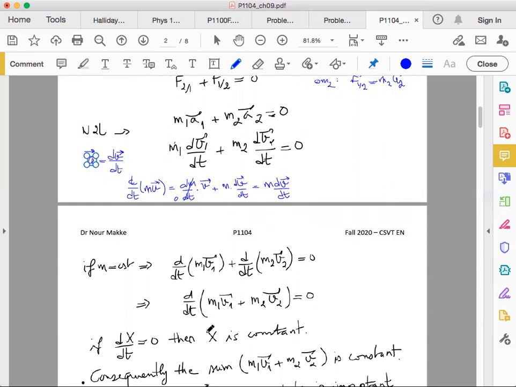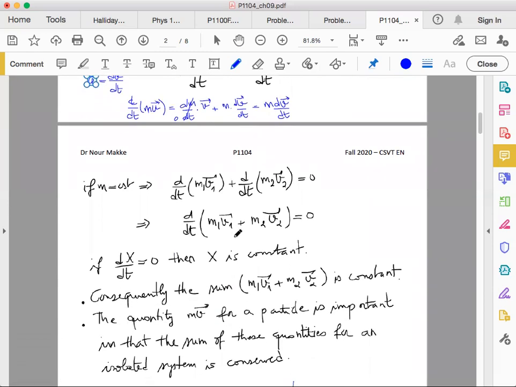Now, as you all know, if you have a derivative of a given expression with respect to time that is equal to 0, that means that the expression that you have, which is x here, does not depend on the time. And if it does not depend on the time, that means that it is constant. At any time you are looking at x, you will find it all the time the same because it's constant. So that allows us to say that the sum m1 v1 plus m2 v2 is constant.